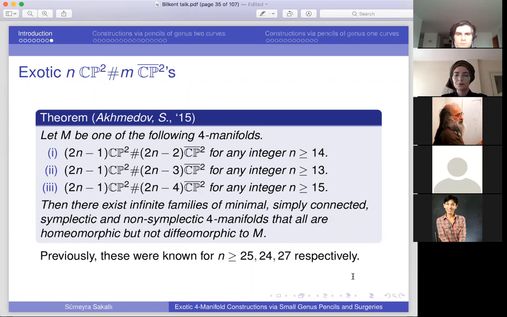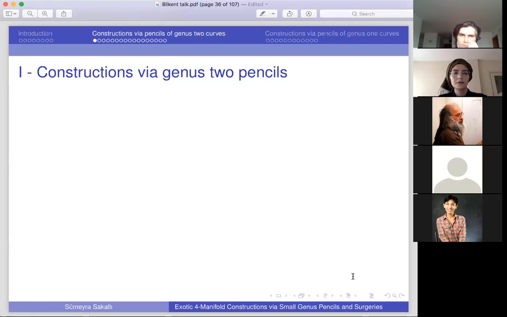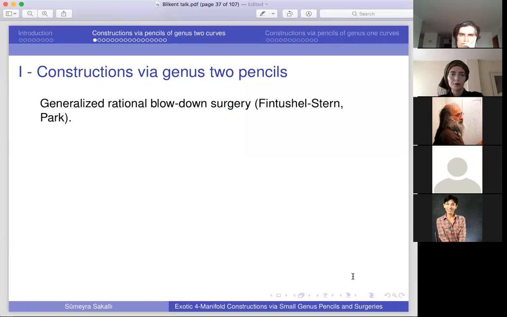But this was for the introduction, and just a brief overview. Now, I will be more detailed, and I will talk about another work. This is joint work again, and we have made constructions via Genus 2 pencils. Let me start now. In this work, we have worked with smooth and symplectic operations. These are called generalized rational blowdown surgeries. These are due to Fintushel-Stern and Park.